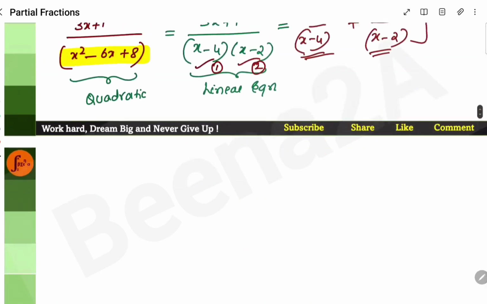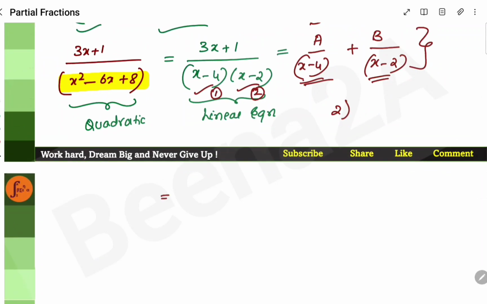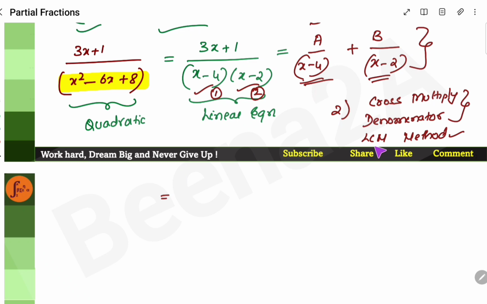So now we can solve this problem. There are two methods here, right? To simplify, you can cross multiply the denominators, or you can take LCM method, right? Let me go with cross multiplication. LCM method is simpler actually, but let's go with cross multiplication. We'll go with LCM method in the next set of problems, right? Now here I'll cross multiply.